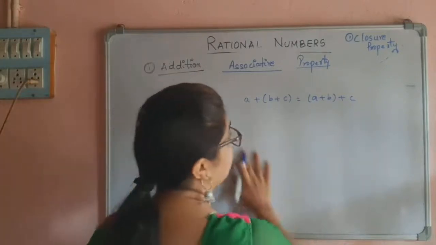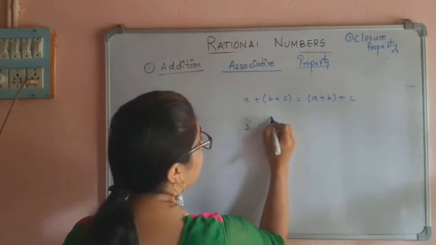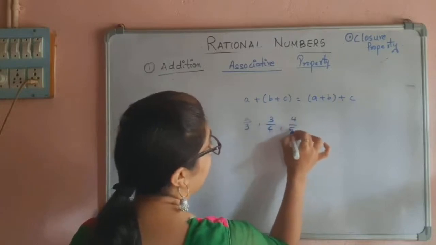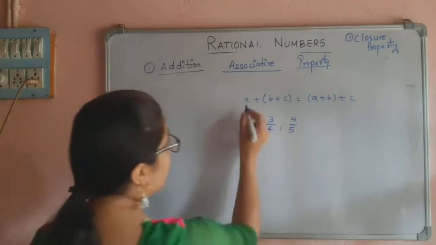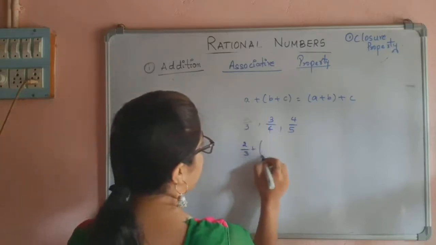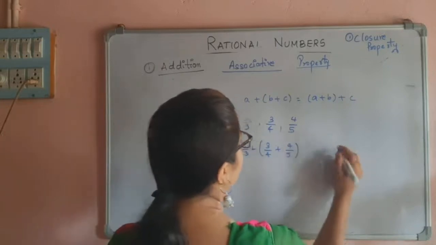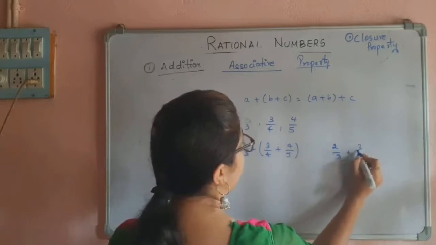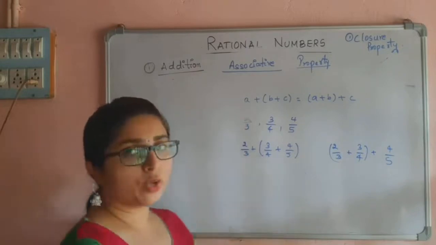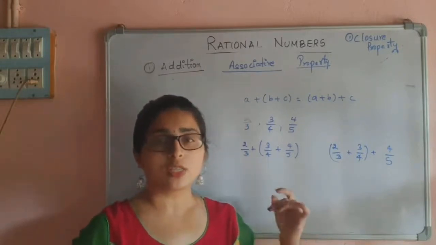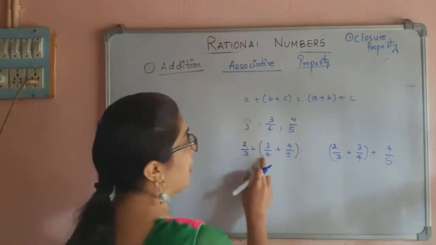So let us take three different rational numbers now: 2 by 3, 3 by 4, 4 by 5. Now (2/3 + 3/4) + 4/5 should be equal to 2/3 + (3/4 + 4/5). So here I am grouping this. According to BODMAS, first we have to solve whatever is inside the brackets. So here I will solve this first.